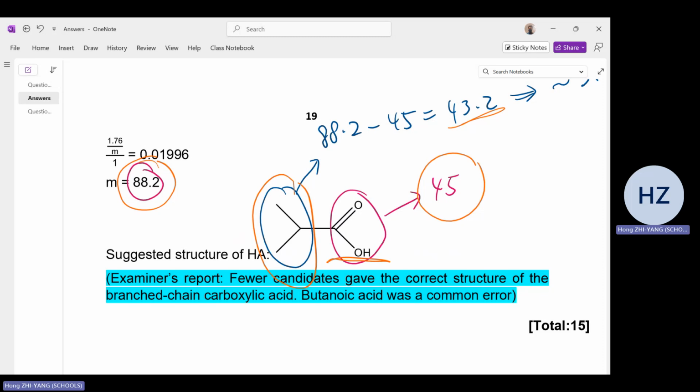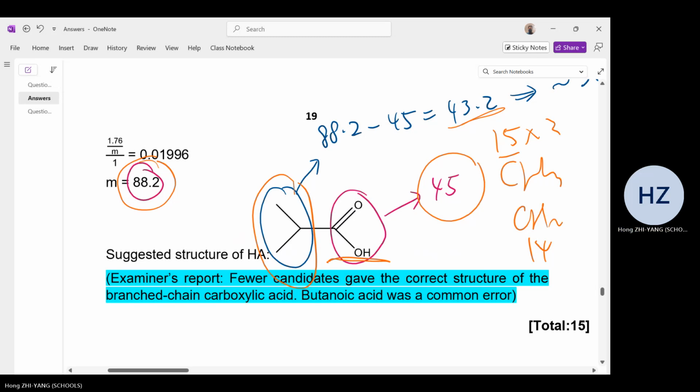No, not there yet. I see this as 15 times 3. How come 15? Actually, it's CH3. CH3 is 15. CH2 is 14, right? So it's about 3 carbons, right? 15 plus 14 plus 14. That's it. Nice.